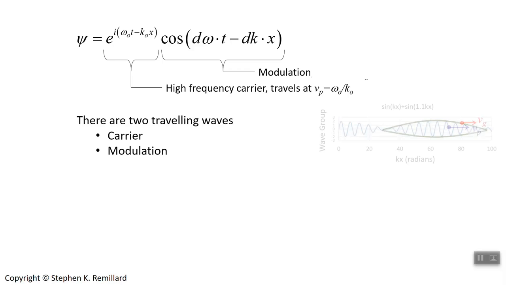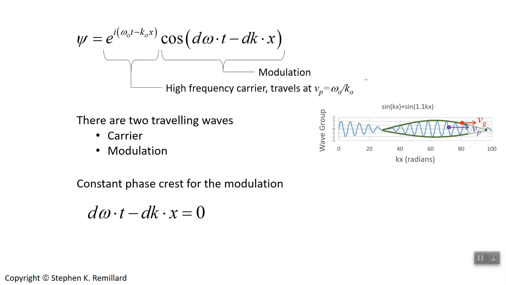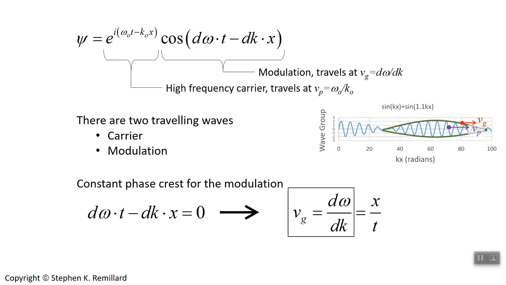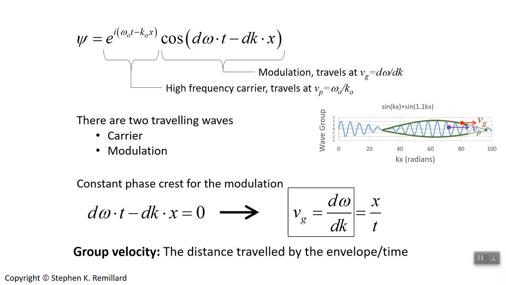Because you have these two traveling waves, the phase, or the carrier, and the group, or the modulation. The argument of that cosine is d omega t minus dk x. If you just set it equal to 0, you have a point of constant phase, and how fast is it going? You just rearrange it. x over t, displacement over time, is the speed of that cosine. The group velocity then is d omega divided by dk. That's the important expression. You want to write that one down. The group velocity is d omega by dk compared to phase velocity, which is just omega over k.